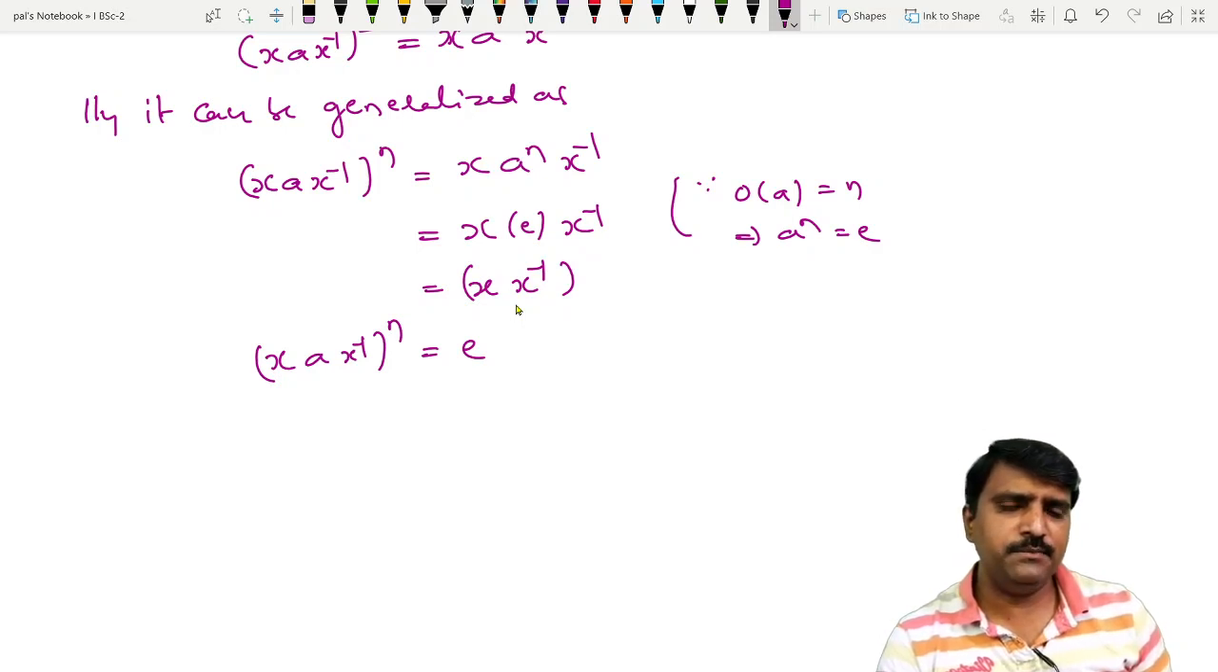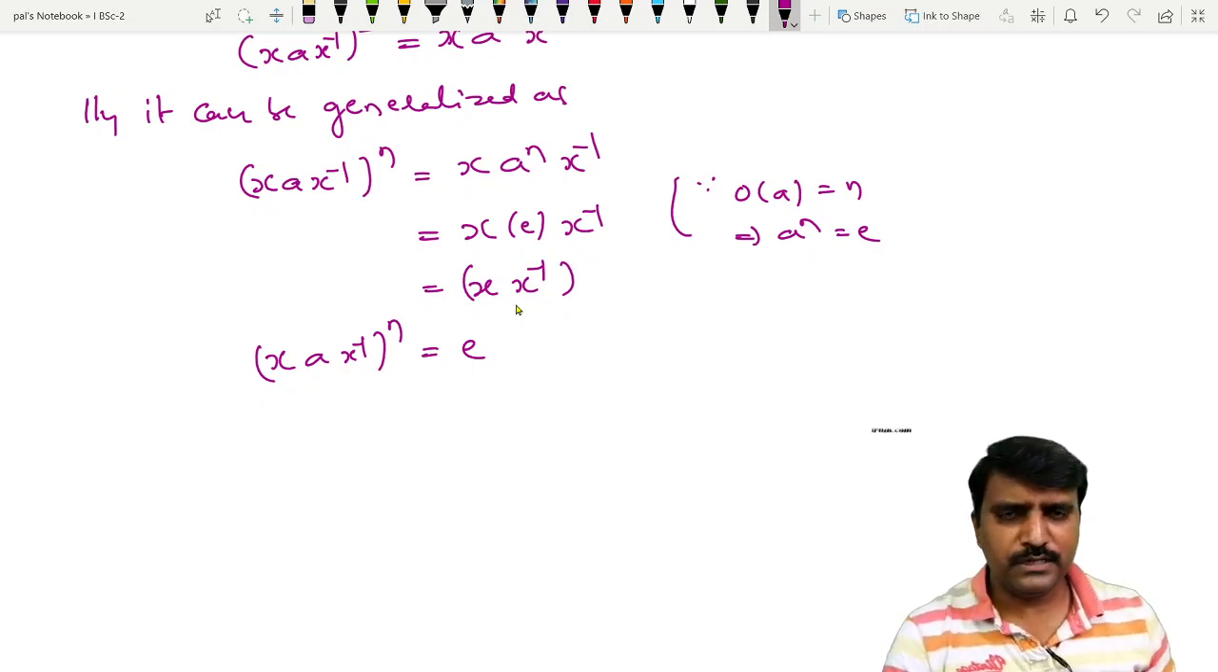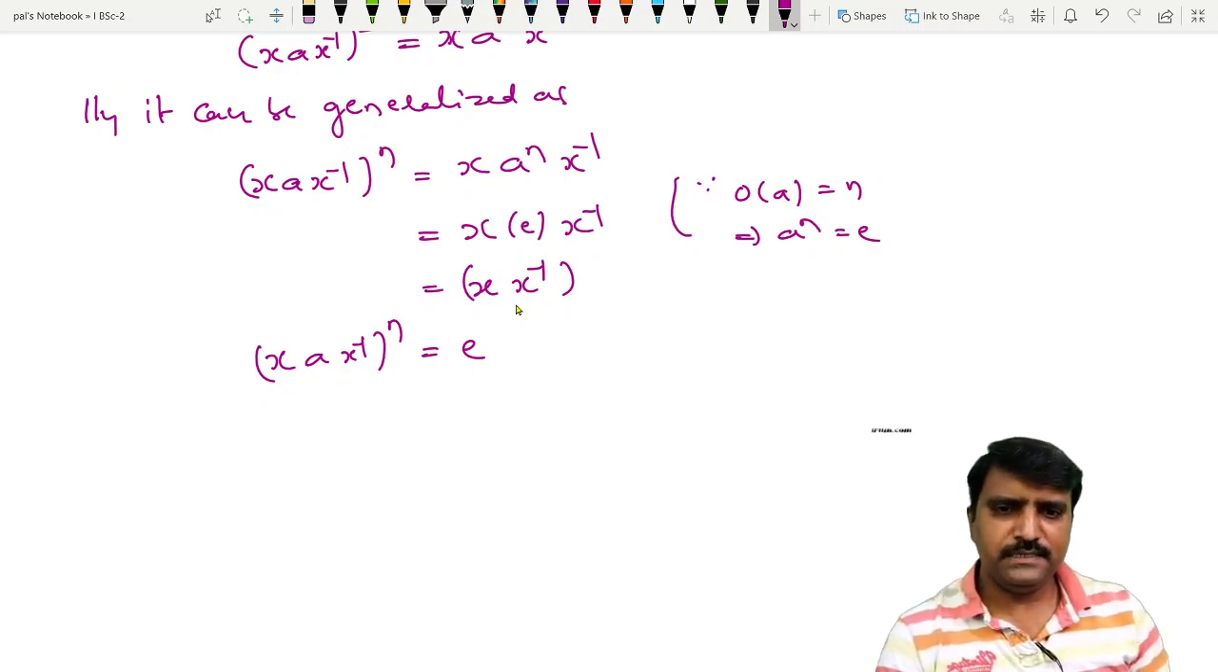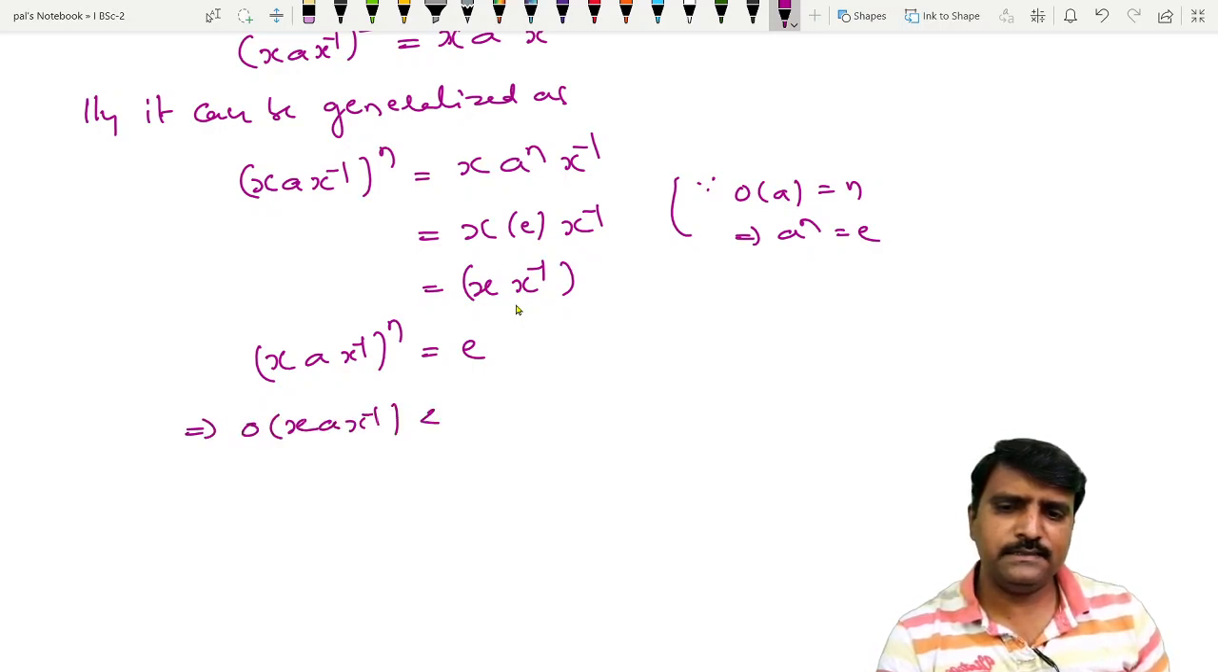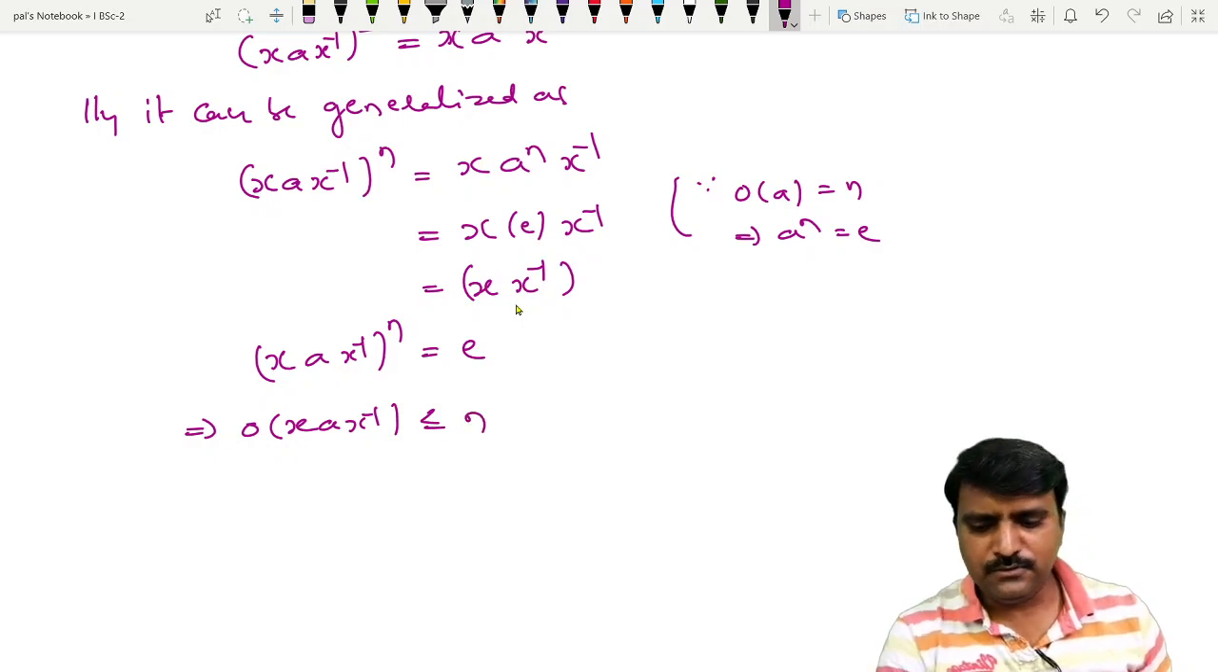When we put the power n on the element x a x inverse, the identity element comes, which means the order of x a x inverse should be less than or equal to n. By using the above property, I already said that if the order of a to the power of n m is e, then the order of a should be less than or equal to m. So it implies that the order of x a x inverse is less than or equal to n.